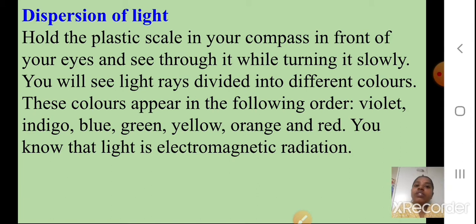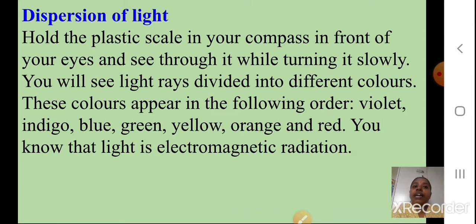What is the order of these colors, students? Violet, indigo, blue, green, yellow, orange and red. This is the order in which these colors become visible to you. Again I'll repeat: violet, indigo, blue, green, yellow, orange and red.